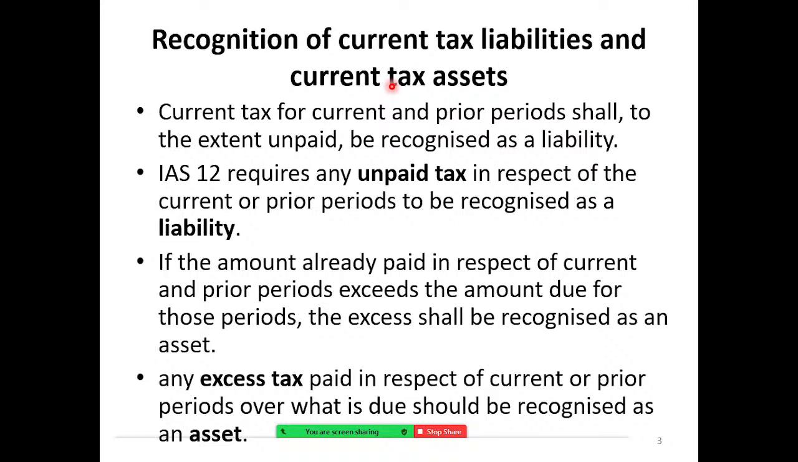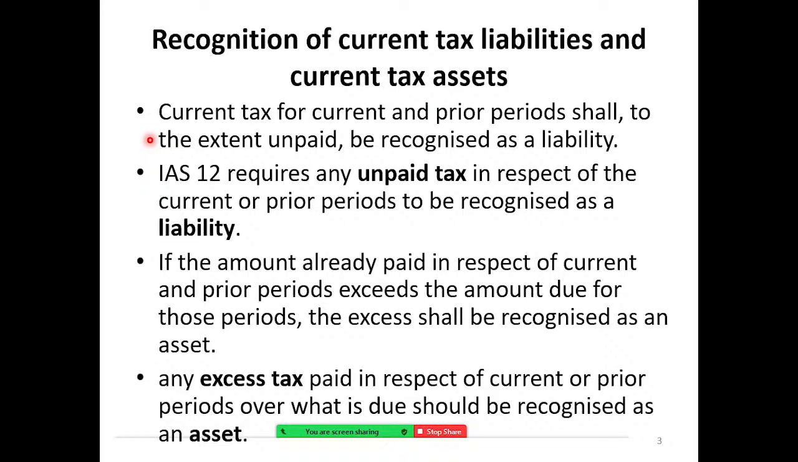These differences arise due to temporary differences. The current tax liabilities and current tax assets arise due to temporary differences. There are two temporary differences: taxable temporary differences and deductible temporary differences. The reason for current tax liabilities is taxable temporary differences, and the reason for current tax assets is deductible temporary differences. We will discuss in detail.